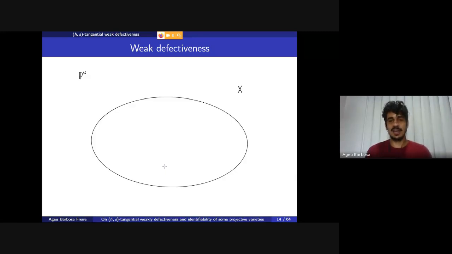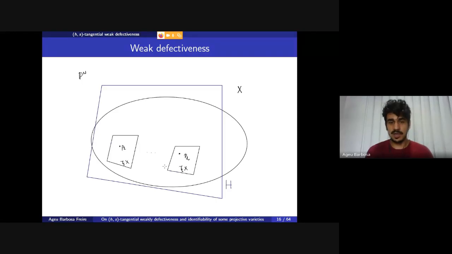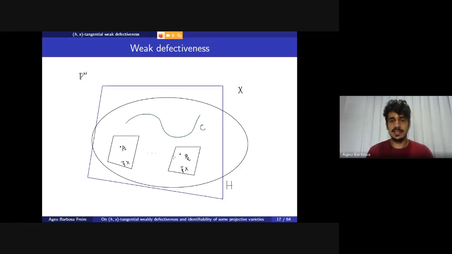In a picture, we have again X, and now we are considering a hyperplane H that is tangent to X in the points P1 up to Ph. This means that this hyperplane contains each one of these tangent spaces. And saying that the variety X is h-weak defective means that there exists a subvariety of X that I will denote by C, for which each point P on C satisfies the condition that the tangent space of X at P is again inside the hyperplane H. And this happens for each P that I take on C. Here in my picture, the subvariety C appears to be a curve, but it can happen that the subvariety has dimension greater than 1.